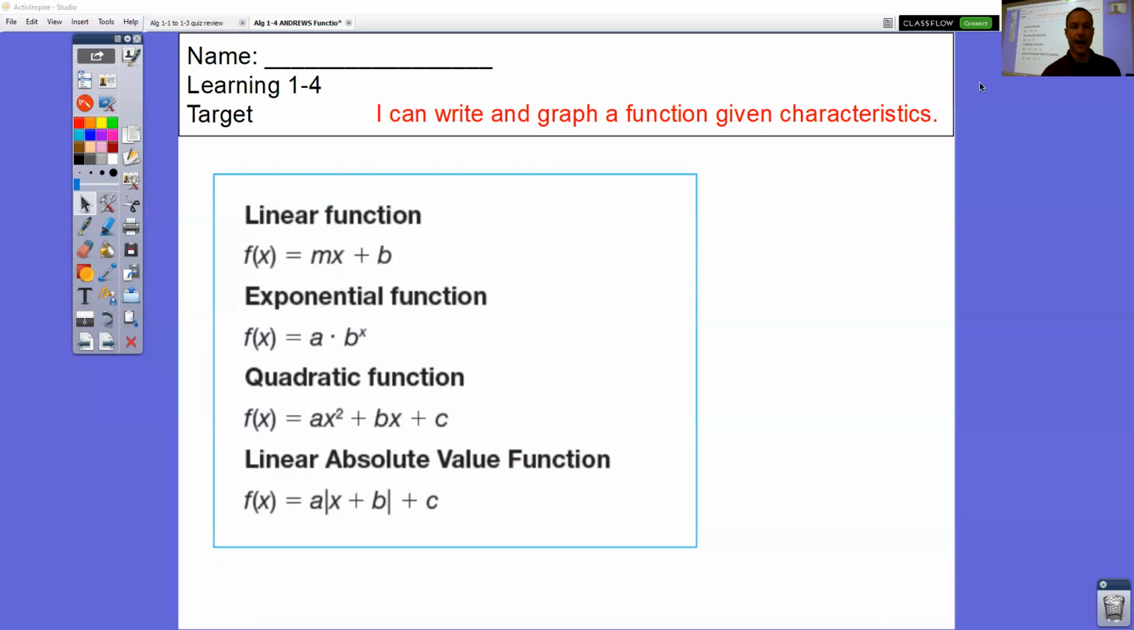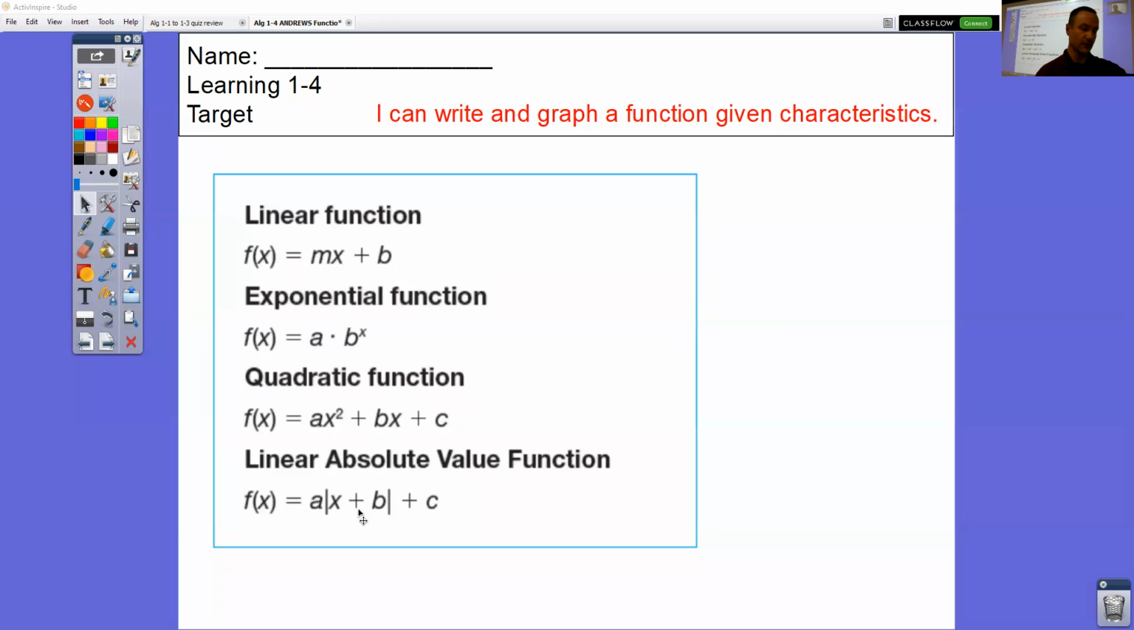This is the lesson for Algebra for 1-4. What we're going to be doing is creating our own graphs according to the function families today. So remember, these are the generic equations for each of the four function families that we can graph. We're not going to do the linear piecewise ones.